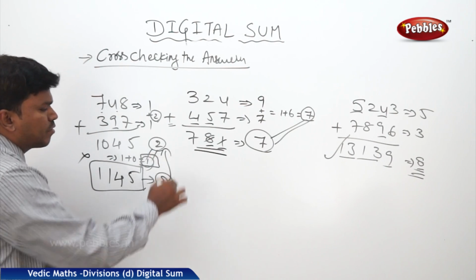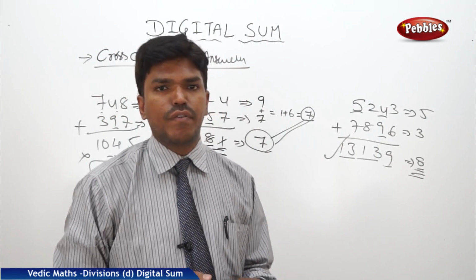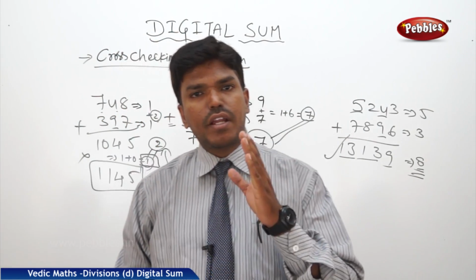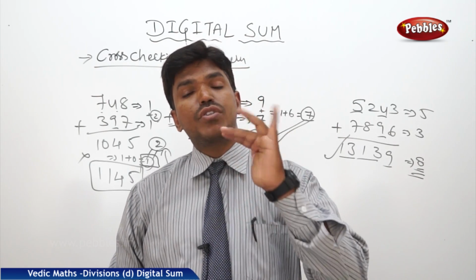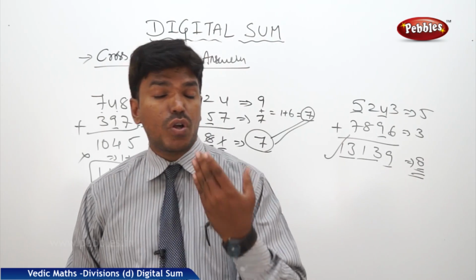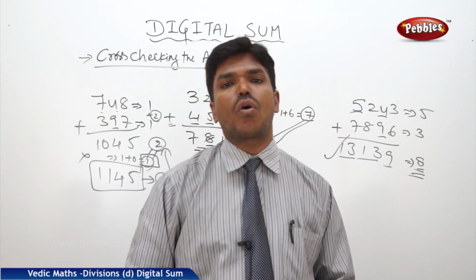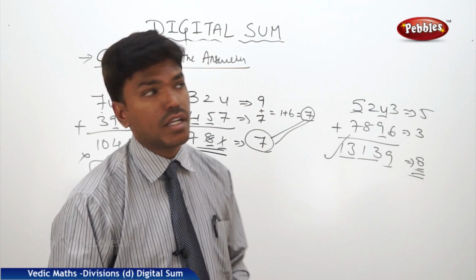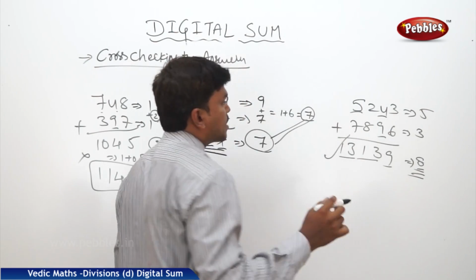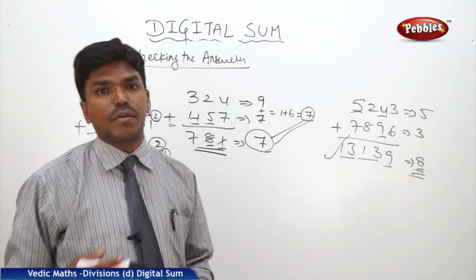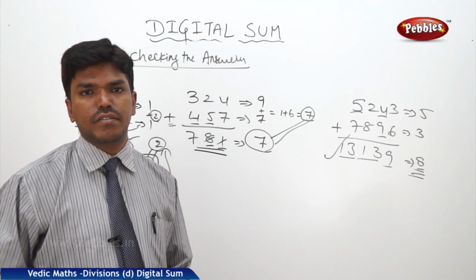Now it is matching. Remember one thing, if the digital sum is matching for your answer, okay, we can't say it is 100% correct. But if your answer is not matching with the digital sum, you can say your answer is 100% wrong. Now we'll see that application in subtractions as well as multiplications. There you can understand very clearly.